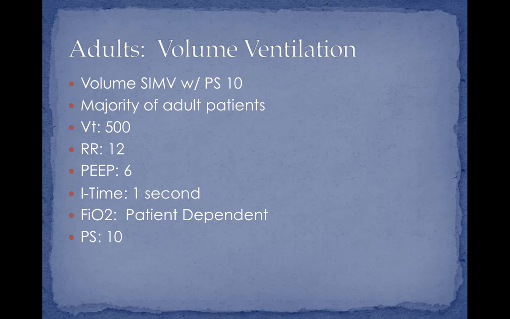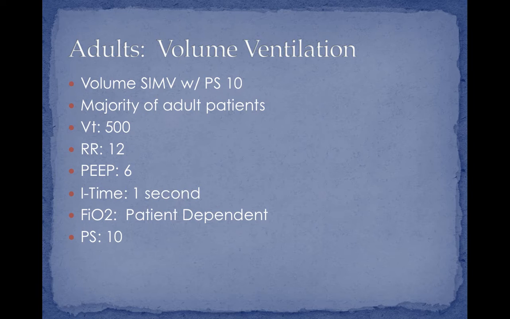You might need to pressure control ventilate an adult, but that's only after you've troubleshot all of the things you can with volume-based ventilation and it's just not working. Then you might switch to pressure SIMV with pressure support for your adult patients and titrate those airway pressures up to create a good volume.